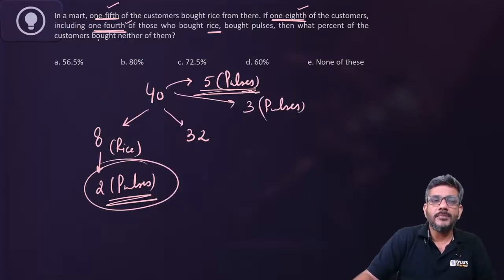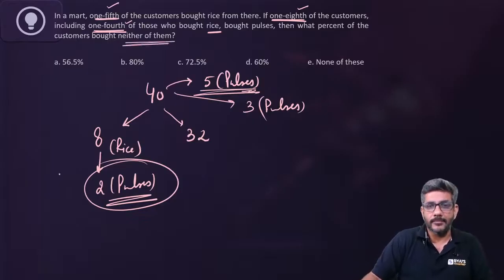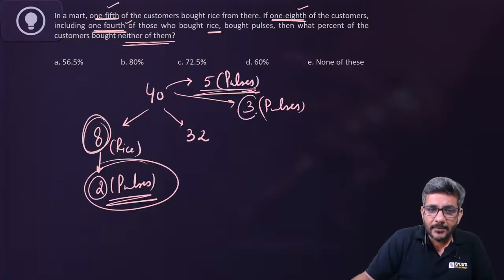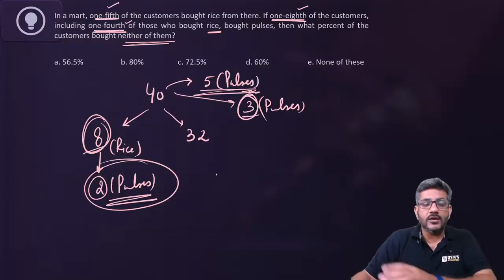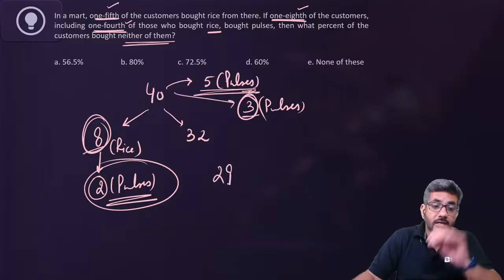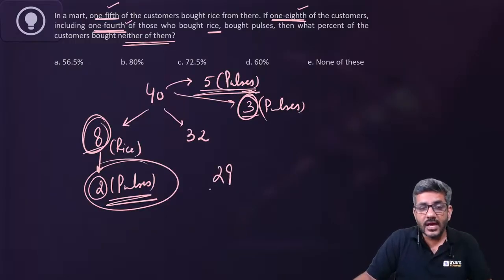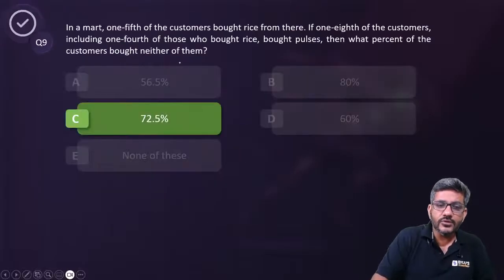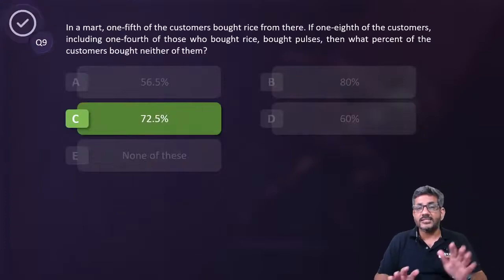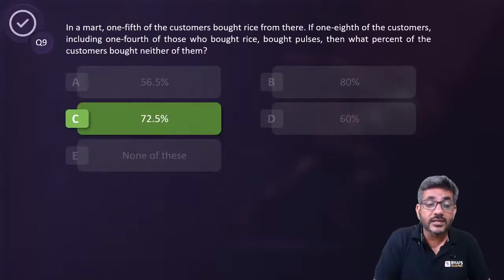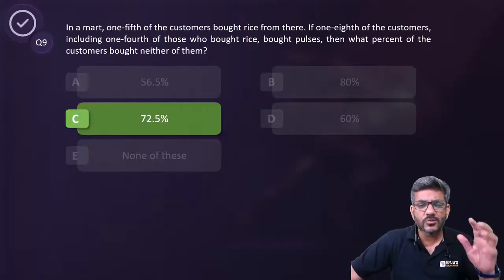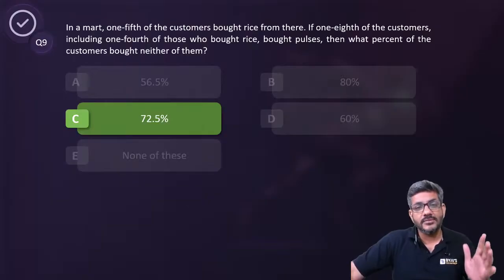Question says, what percentage of the customers bought neither of them? 8 people bought rice, out of them 2 bought pulses, and 3 people bought only pulses. So can I say 8 and 3 is 11, ko hata दूं, the remaining 29 people neither bought rice nor pulses, and this 29 is what percentage of 40? It is 72.5%. So C option is the right answer for us. As I said before, ये questions आसान हो जाते हैं when you take numbers with you. अगर आप x लेके चलोगे x/3 x/8 तो थोड़ा सा मुश्किल लगेगा, but that way it becomes easy for us.